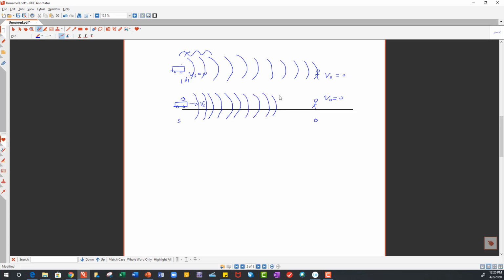So the wave now that reaches you, the wavelength is shorter. So if this is the wavelength of the stationary ambulance, this spacing here, this is the new wavelength of the ambulance now that's moving. So the wavelength of the moving ambulance is going to be less than the wavelength of the stationary ambulance, which implies that the frequency that you hear of the moving ambulance is going to be higher. So you're going to hear a higher pitch sound.